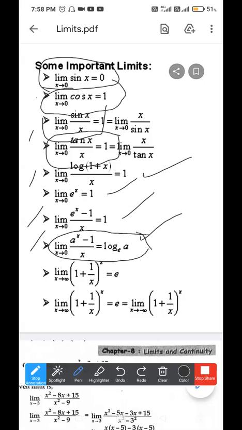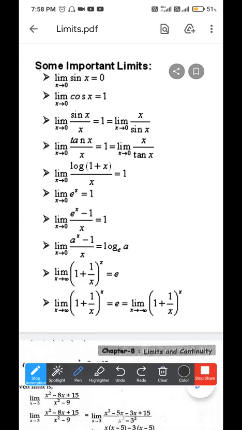But over here, if limit x tends to infinity, then 1 plus 1 by x whole power x is equal to e. Understood? So you have to practice each formula 10 times after this class. Is that clear?